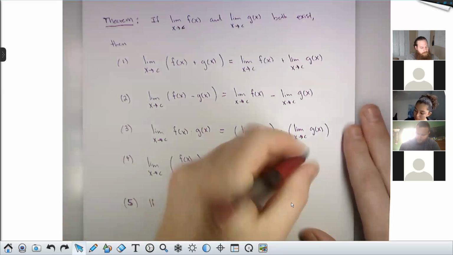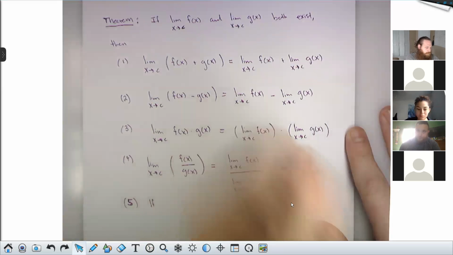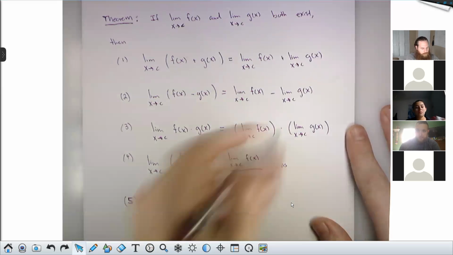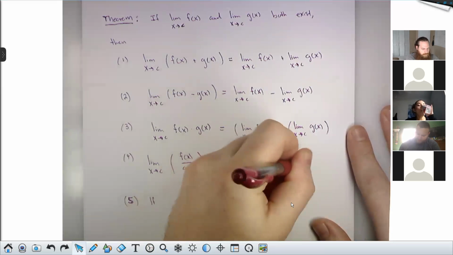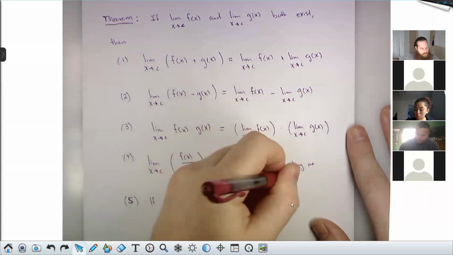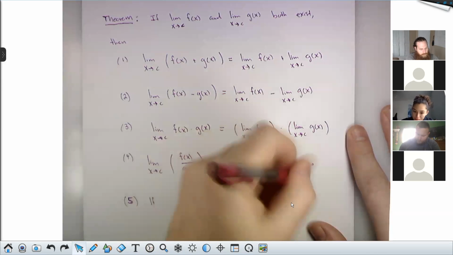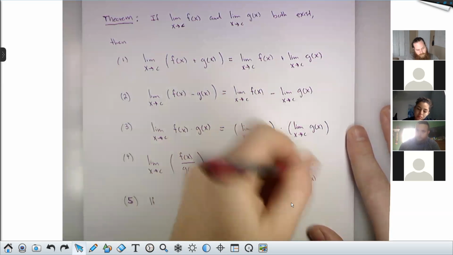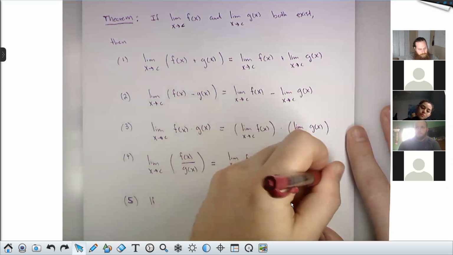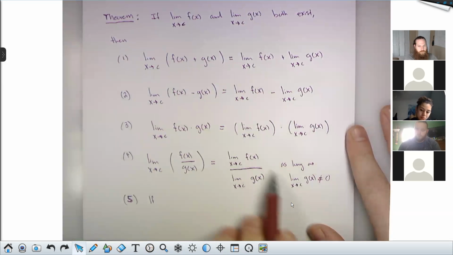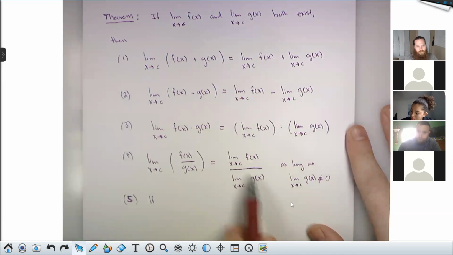Oh, here, I need to add something, I'm sorry. On number 5 or number 4 here, we need to add as long as the limit as x approaches c of g of x, the thing downstairs, is not equal to 0. All right, if this denominator is 0, then we're in trouble, then we can't do this. That makes sense, right?